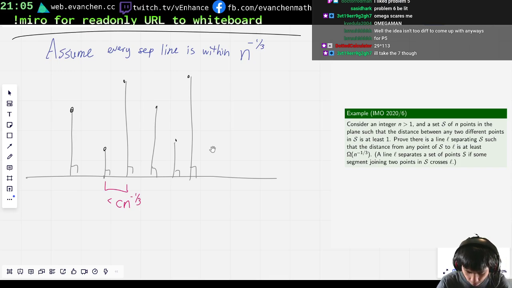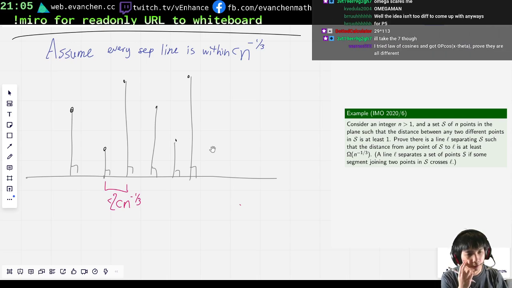It means that for any direction I project in, I don't have to think about the separating line itself. You think about the projections. You look at where the shadows of the points are, and you want to show that you get something to blow up.